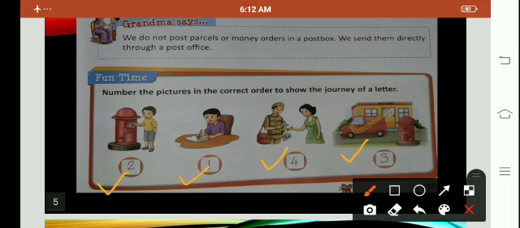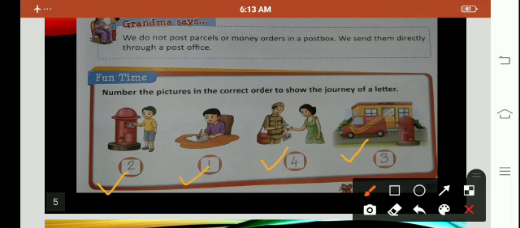So this is the journey of a letter. First you write a letter, second you post a letter, then you drop it in the post box. The postman will deliver the letter to a particular person at the particular address which is mentioned on the letter.